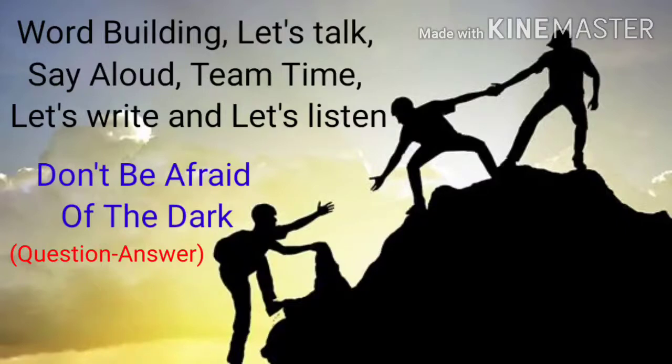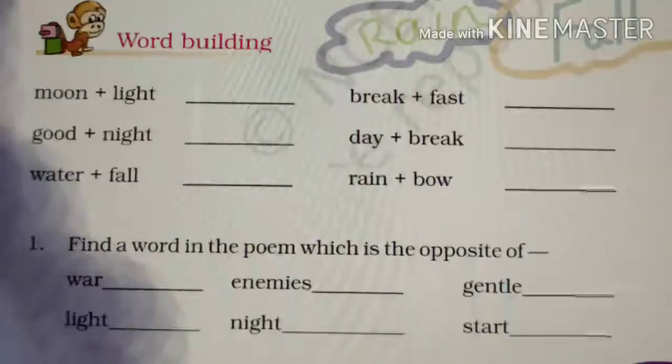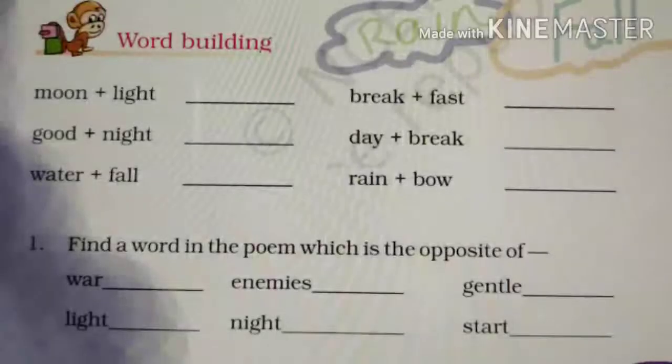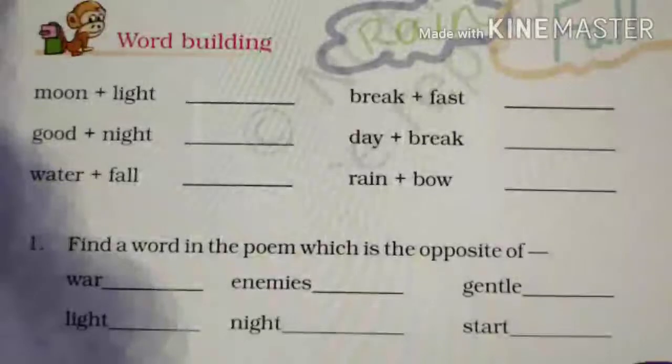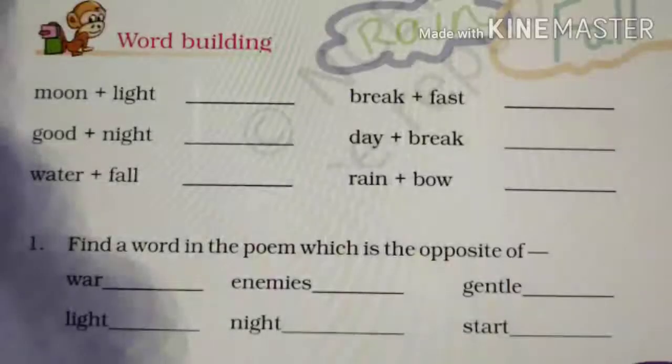First of all, we are going to know the question answer under the heading word building. So let's know the question under the heading word building. In the present question, it is given that some words are here and these words are given with plus sign. It means we have to join these two words and we have to write a single word by joining these two words. So, our first question is moonlight.